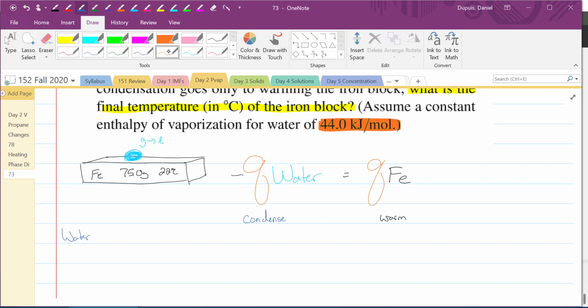Q, the heat released from the water, is going to be equal to delta H, in this case V, times the amount of water. That's all it is. The iron is going to warm. So Q equals MC delta T. Now we're looking for delta T. We got the mass. C, we're going to have to actually look up.